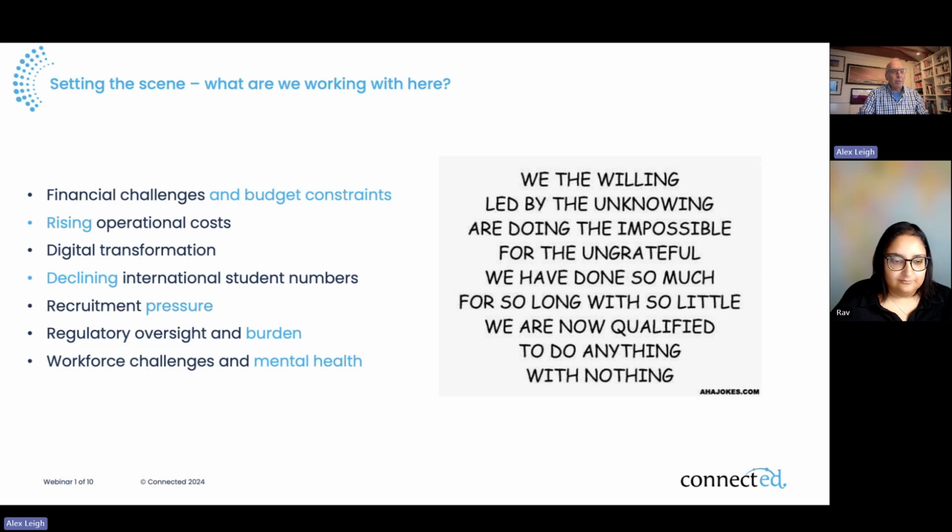And certainly with the level of voluntary redundancy in the sector, that quote on the right feels like what it feels like most days. So we're in a challenging environment to try and make some kind of change.